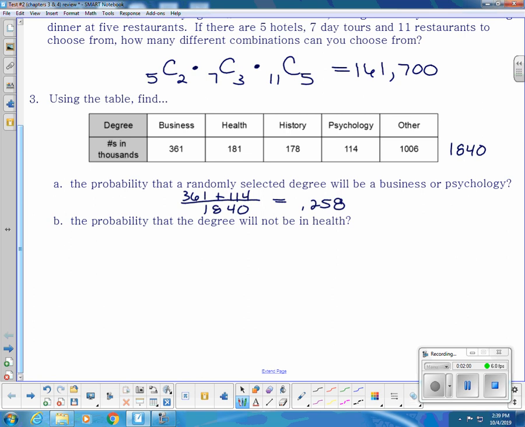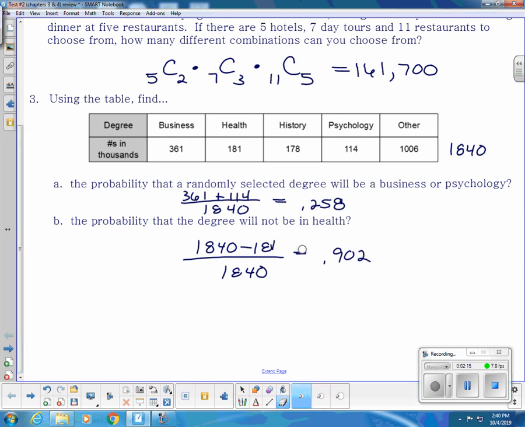What's the probability that the degree is not in health? Well, the easiest way to do this is figure out how many degrees are not health, and then divide by the total. You could add up all the degrees except health, but that would be more work than what you need to do. It's easier to subtract 1 than to add 4 numbers together.